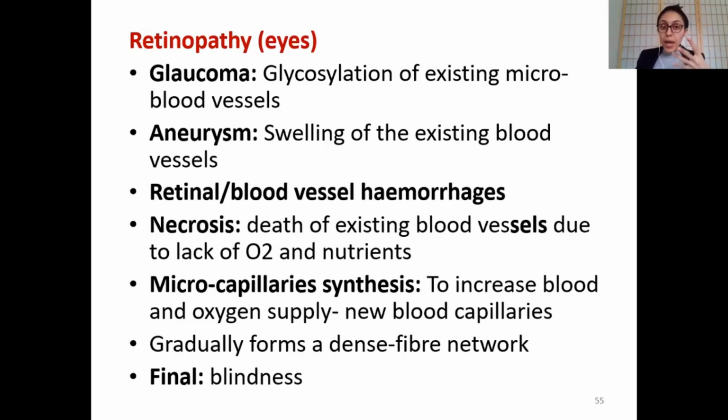And because these existing blood vessels are dying, you have new blood vessels or microcapillaries forming in your eyes. This leads to a big wire mesh. These microcapillaries are developing anywhere and everywhere to bring some blood supply into your eyes. This creates a big wire mesh, and this wire mesh becomes so dense finally that it covers your vision, and therefore this can result in blindness. So diabetes can result in blindness because of glycosylation of the blood vessels.